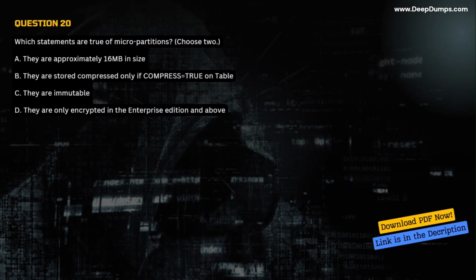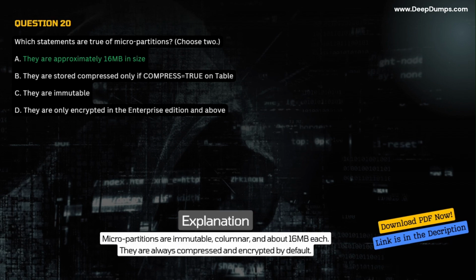Question 20. Which statements are true of micropartitions? Choose 2. A. They are approximately 16 megabytes in size. B. They are stored compressed only if compress equals true on table. C. They are immutable. D. They are only encrypted in the Enterprise Edition and above. Correct answer A and C. They are approximately 16 megabytes in size. They are immutable. Explanation: Micropartitions are immutable, columnar, and about 16 megabytes each. They are always compressed and encrypted by default.